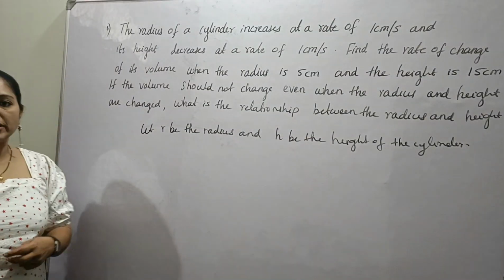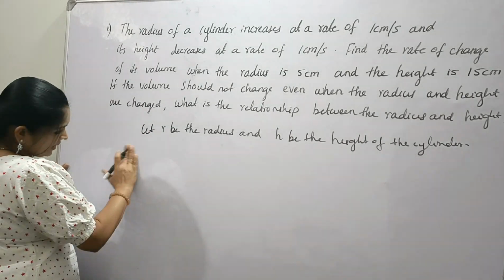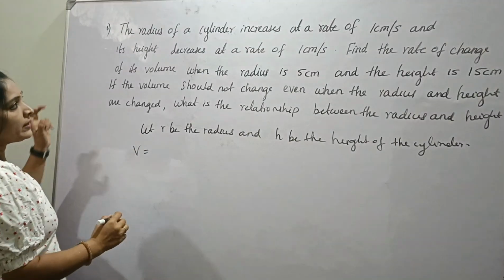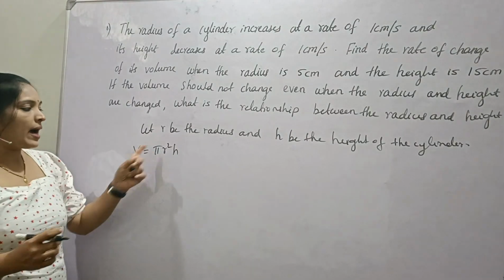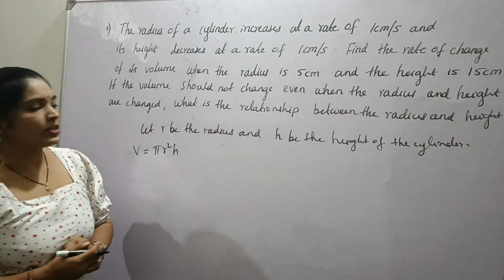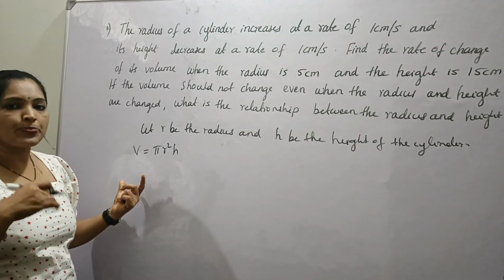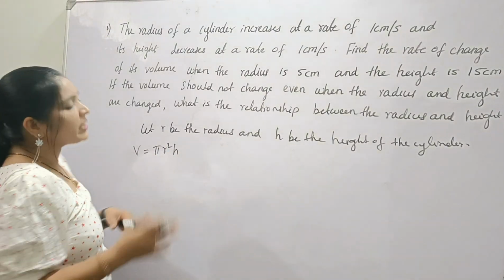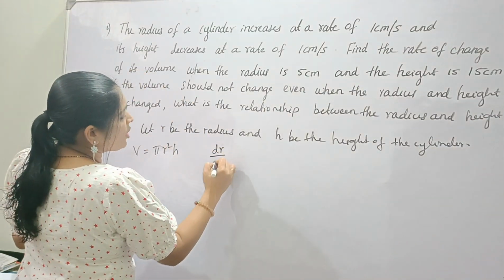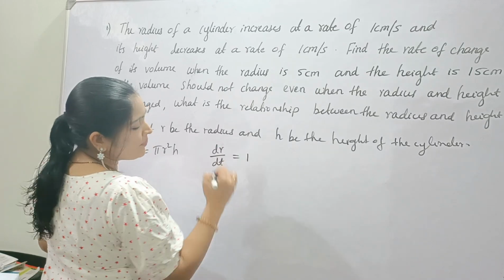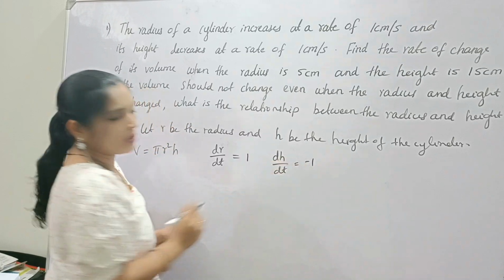Because here we have to find the rate of change of volume, right? So what is the formula? V is equal to, that is volume of cylinder, pi R square H, where R is the radius and H is the height of the cylinder. So here what is dV by dt? Differentiate it with respect to t. Before that let's write what are given: the rate of change of radius, dr by dt, is equal to 1, and the rate of change of height, dh by dt, is equal to -1.